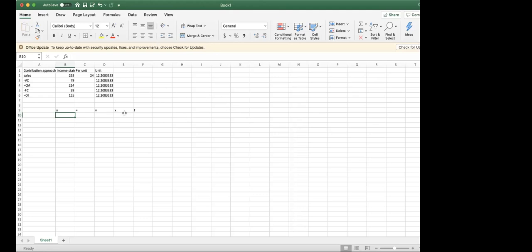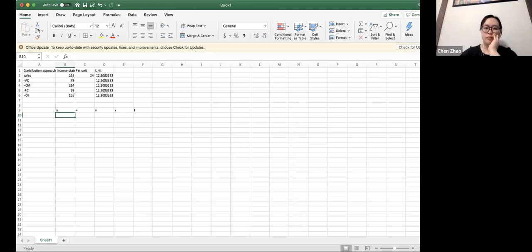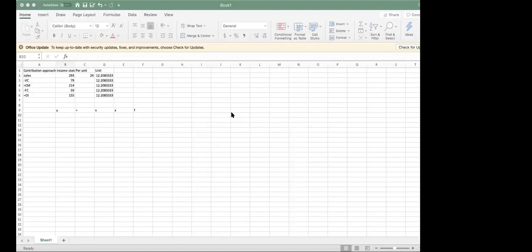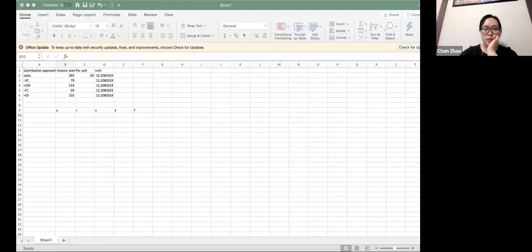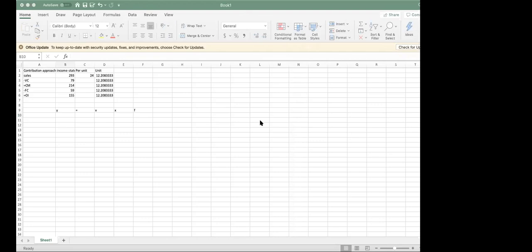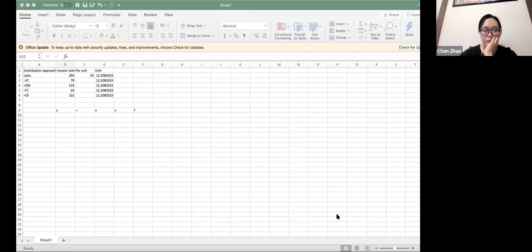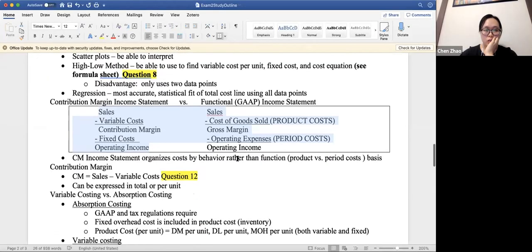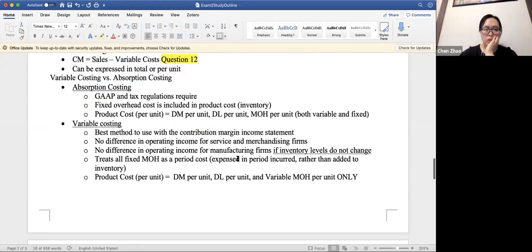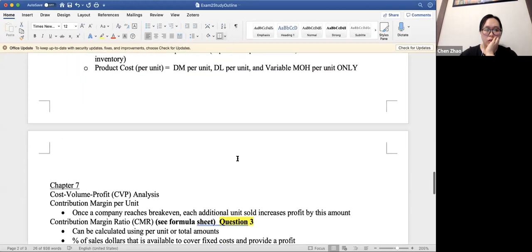I have one more. Sorry. It's okay. What's the main difference between absorption costing and, like, what is it called? Contribution. Let me see. Let me pull out the study guide. It's just the name.